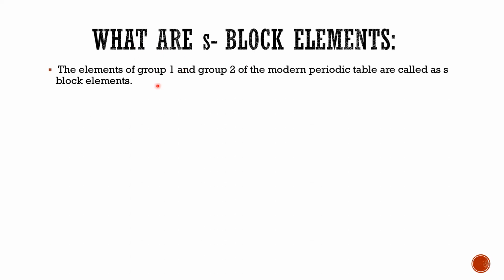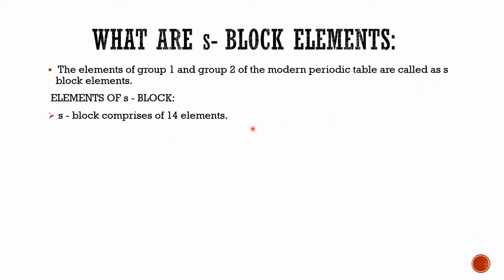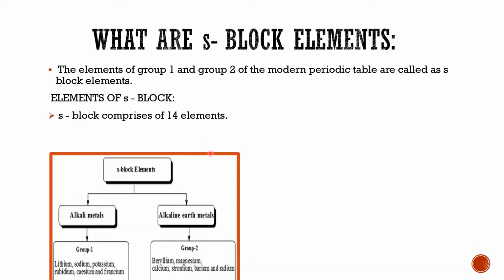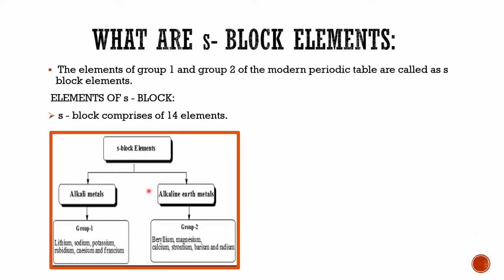What are S block elements? Atoms having the last valence electron present in the s sub-orbital are known as S block elements. The elements of group 1 and group 2 of the modern periodic table are known as S block elements. The S block consists of 14 elements. It is divided into two types, that is group 1 as alkali metals and group 2 as alkaline earth metals.